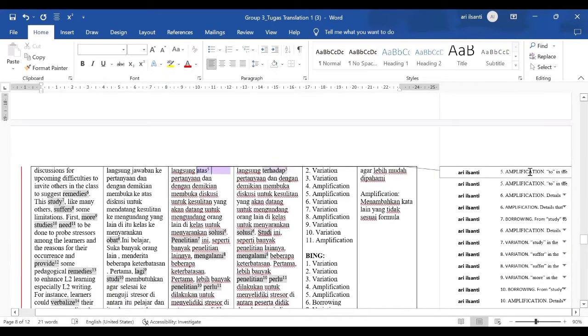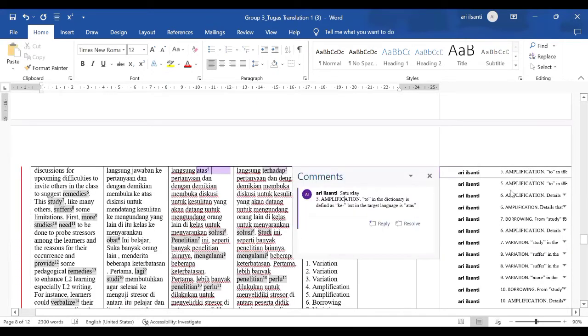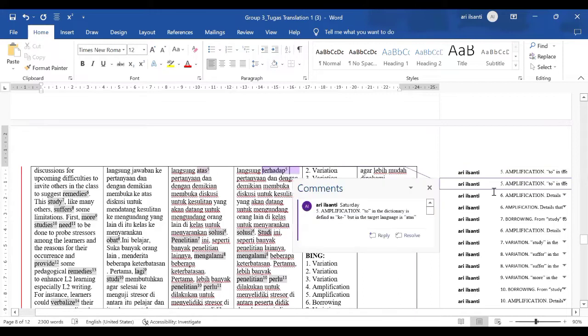Next is to. In Yandex translation is amplification because to in the dictionary is defined as ke, but in the target language is atas. It's also in Bing translation is amplification because to in the dictionary is defined as ke, but in the target language is terhadap.